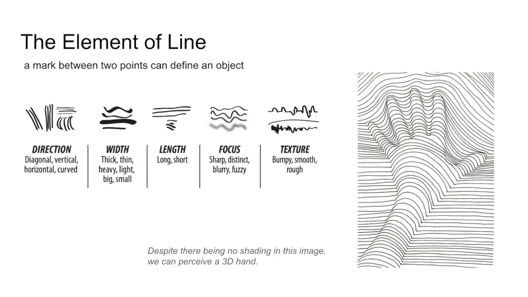Probably the most obvious way of defining an object is with the element of line. If you were asked to draw a picture of something, you would do it with lines. In the picture on the right, we can see a hand where lines define the object. There is no shading, but we can still make out what the object is.